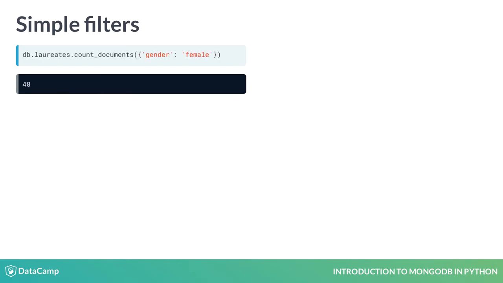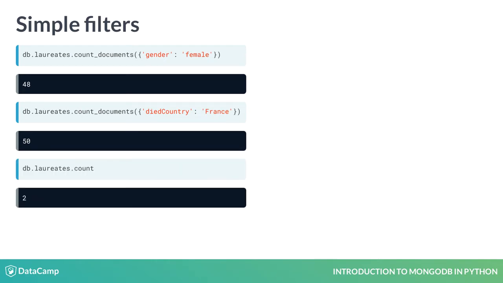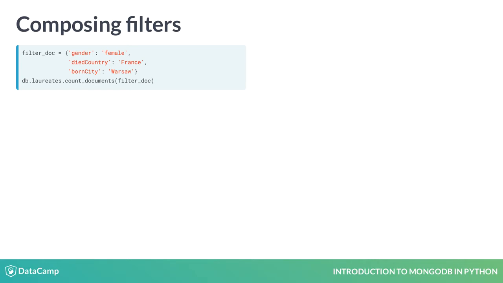For example, there are 48 laureate documents with a value for the field gender equal to female. We can do the same for other fields, like country of death and city of birth. Also, we can merge criteria into a single filter document. This filter document will have the same form as matching documents. In this case, the filter matches Marie Curie.